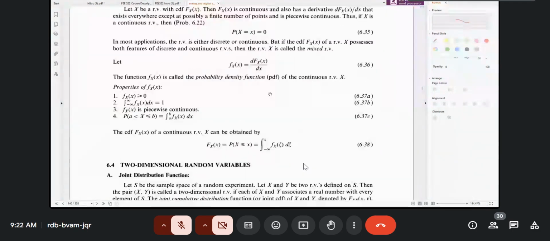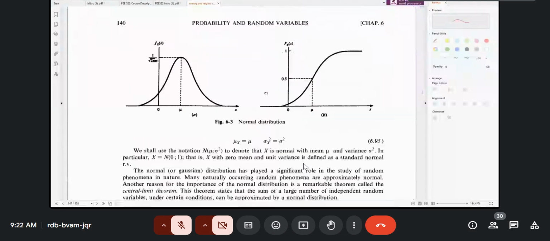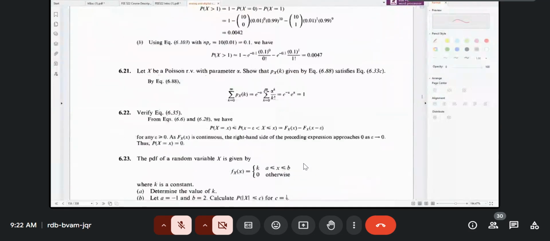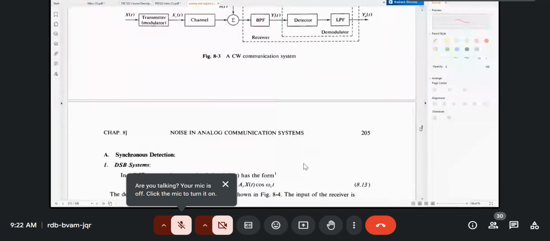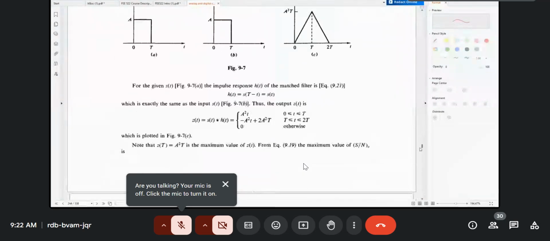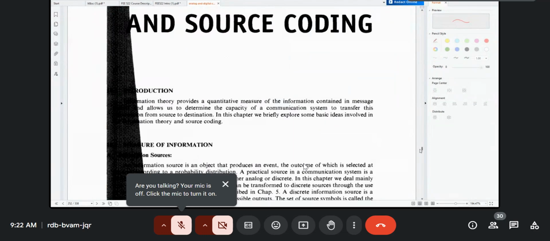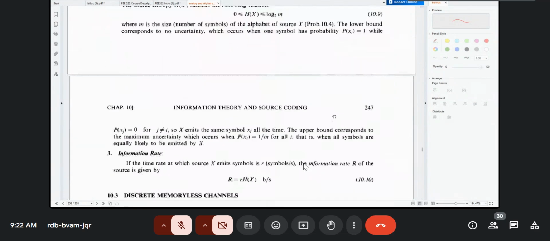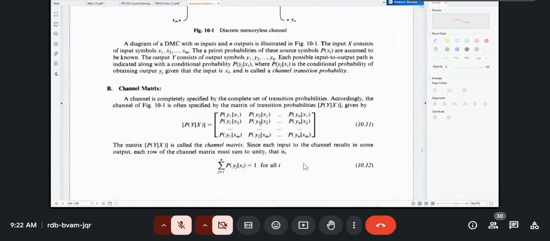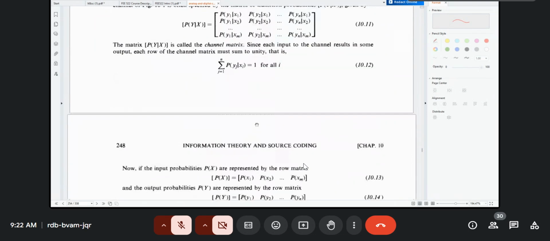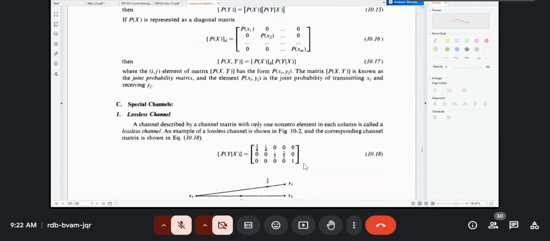I'm thinking instead of drawing it, okay, that would be the second page. Ah, this one. This is a channel matrix. Instead of having to draw it, this will be a lossless channel.